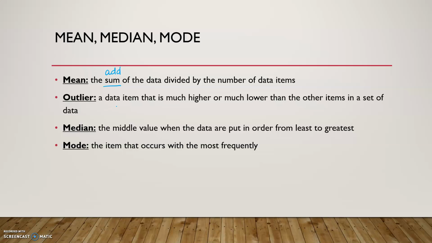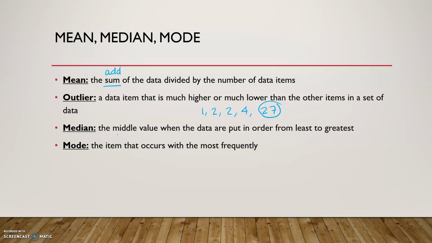An outlier is any data item that's much higher or much lower than the other items. So if I have numbers like 1, 2, 2, 4, and then all of a sudden I have 27, this would be an outlier because it's way higher than the rest of the data points.